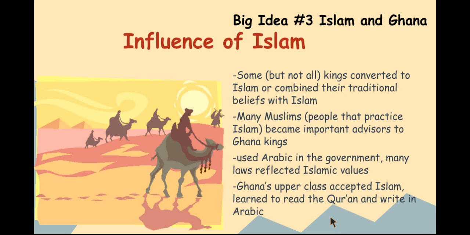On top of that, many Muslims, the people that practice Islam, became important advisors to Ghana kings. In Ghana, they also used Arabic in the government, and many laws reflected Islamic values. So Ghana's upper class accepted Islam, they learned to read the Quran and write in Arabic. So Islam became an important part of Ghana.